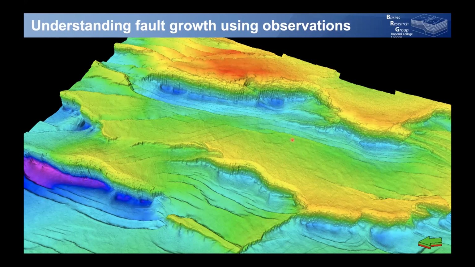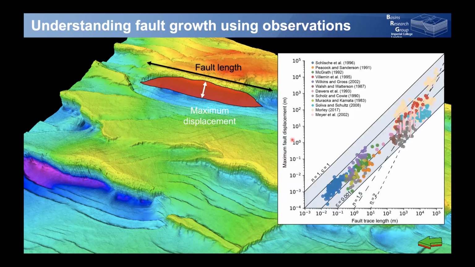So what we would do then is measure a fault. Usually a key property would be the fault length and also its maximum displacement. And if we plot these two properties, we'd get a relationship that looks fairly like a linearly scaling relationship. And from this, we would determine how faults might evolve with respect to their length and their displacement.